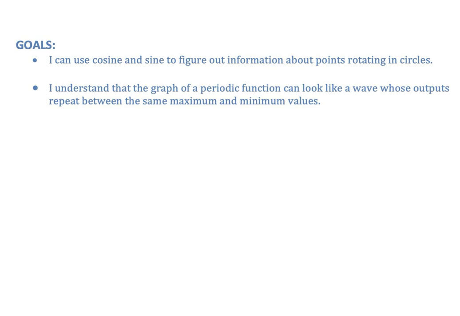All right, so now that we did a little review, here are our goals. We have 2 goals for this lesson. This first goal we will start with, and that will be about using cosine and sine to figure out information about points rotating in circles. And then after that, we'll be talking about periodicity, periodic functions, how you know something is periodic. It looks like a wave. So we'll talk about that in the second part of this lesson.